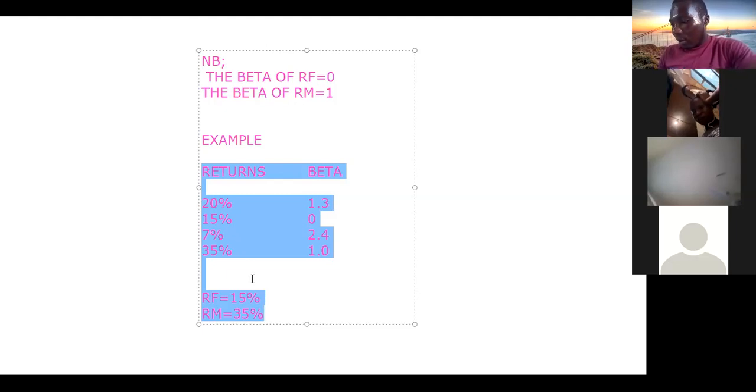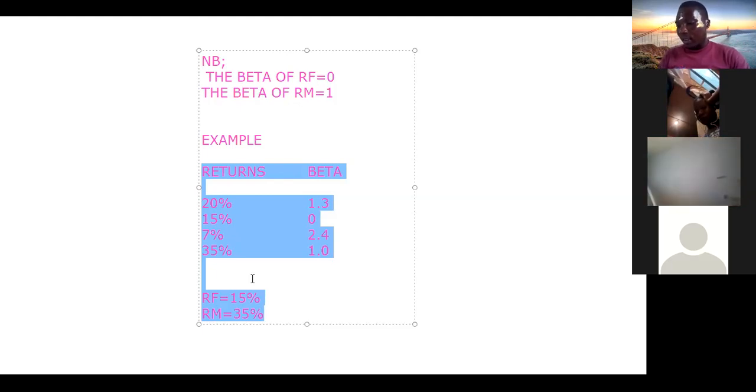Do you get the scenario? Good. Now, we are being told that we should find the required return for the investment. So we know our risk-free rate is 10%. Now, how much is your market return? So from the returns over there, which one is your market return? Just look at it. Which of the beta is 1? Okay, so I can see 1 there.